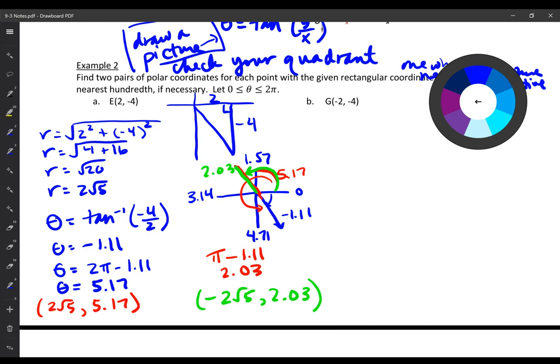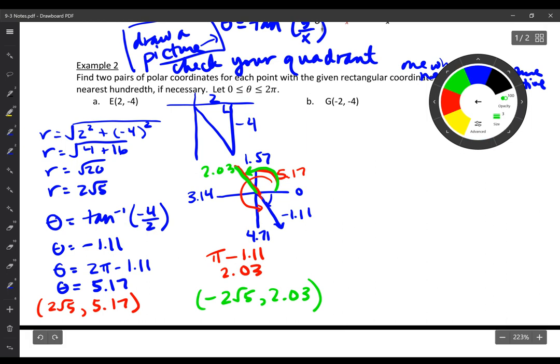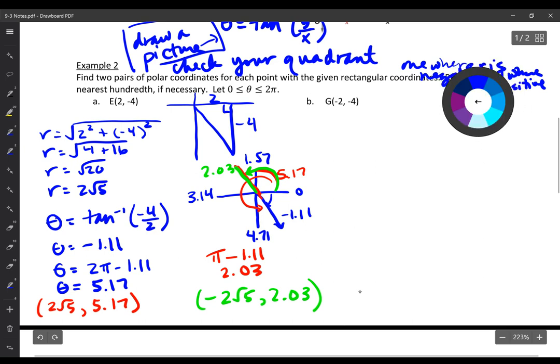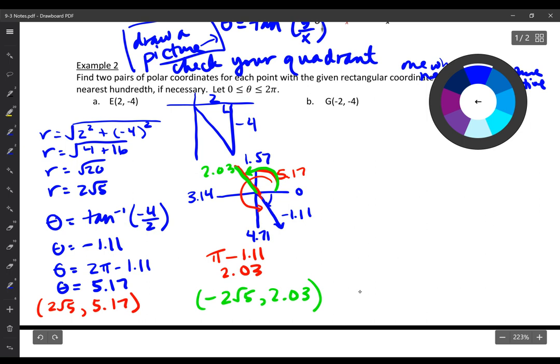That's kind of what they're looking for in our book, but we're doing one where the r is negative and one where the r is positive. So we are still playing around today with, do we understand how these polar coordinates work?